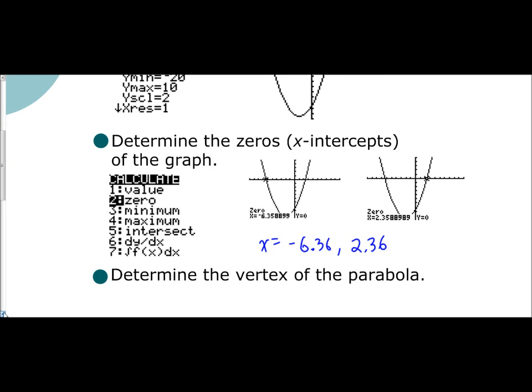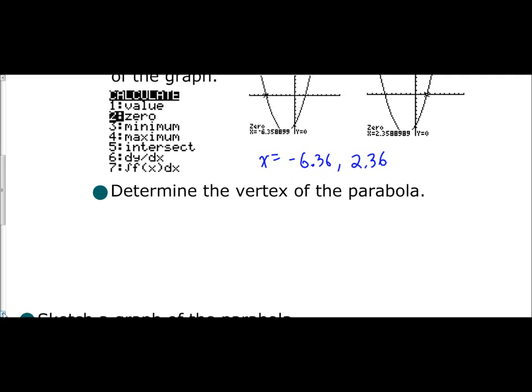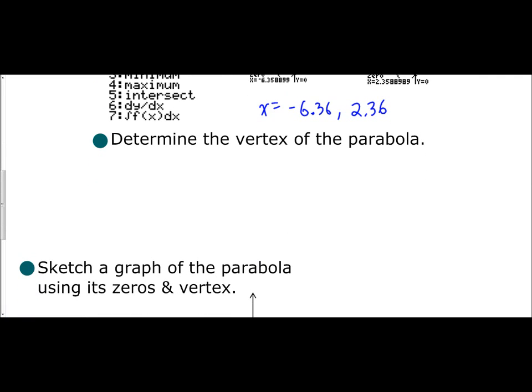Next, I'm told to determine the vertex of the parabola. And so remember, in order to find the vertex, the first thing you want to do is find your axis of symmetry for this. So we want to first find our axis of symmetry, which is x equals negative b over 2a. And so b was 4, so I have x equals the negative of 4 over twice a, which was 1. So twice 1, so I get negative 4 over 2. So my axis of symmetry is x equals negative 2.